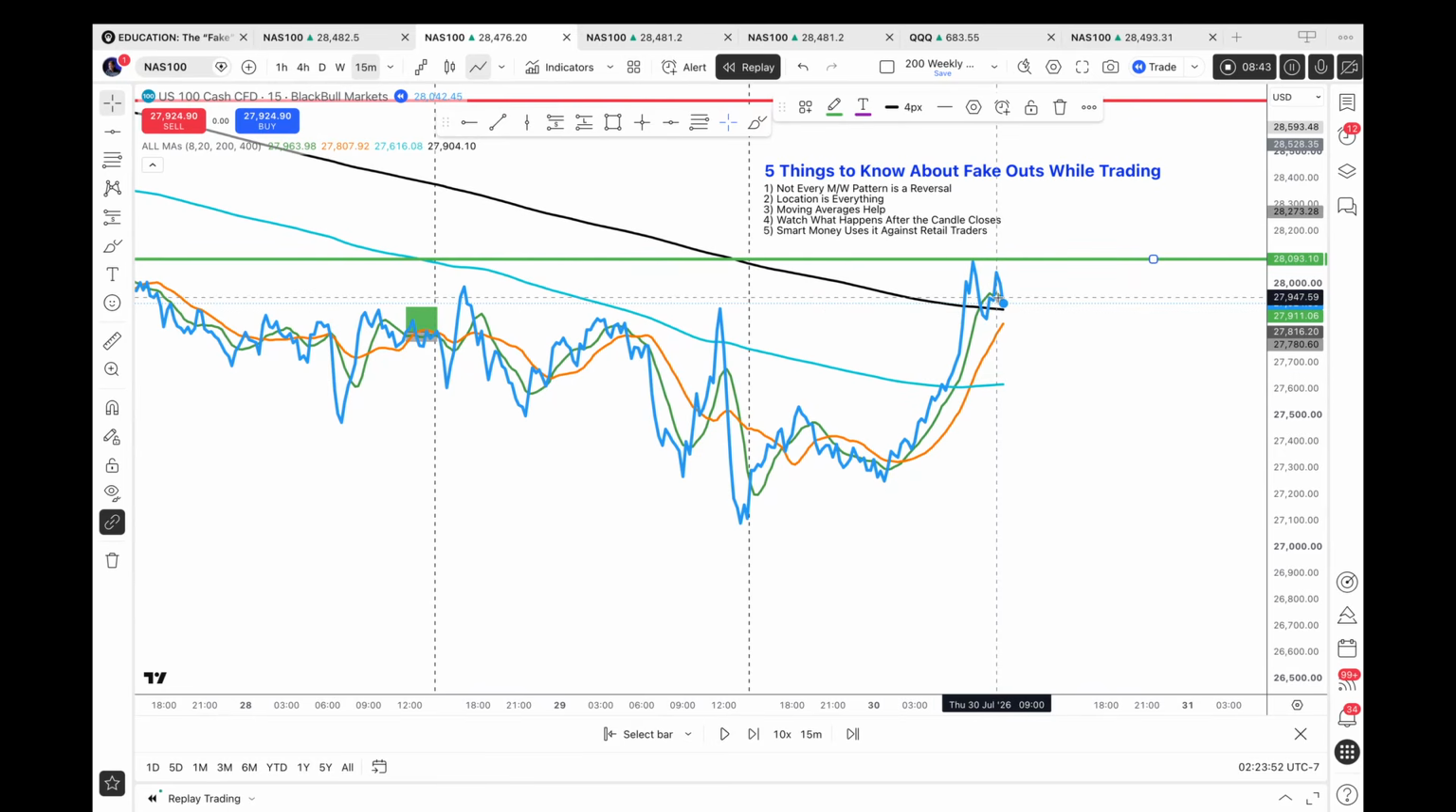When you take a look at that, you might say to yourself, well, and this is not always the case, but this is right above all the moving averages, and the location, it's after an uptrend. Moving averages help, so pay attention to how those are appearing on the chart with the trade, and then understanding what happens after the candle closes.